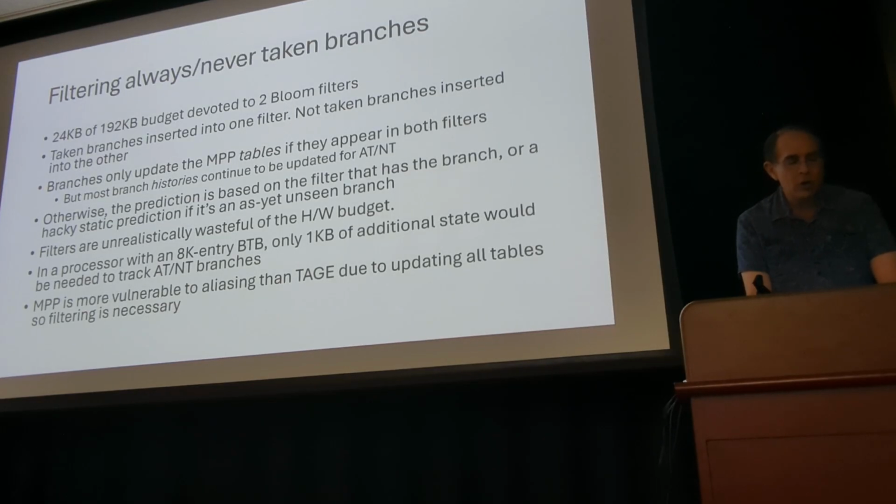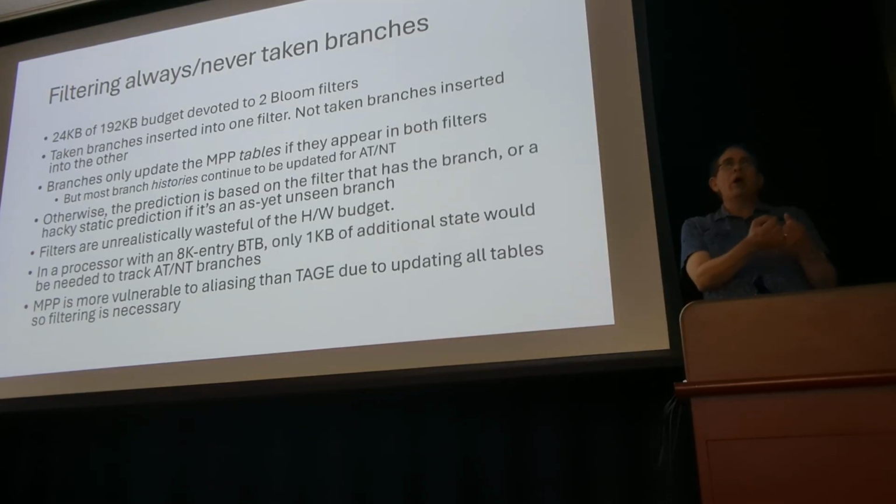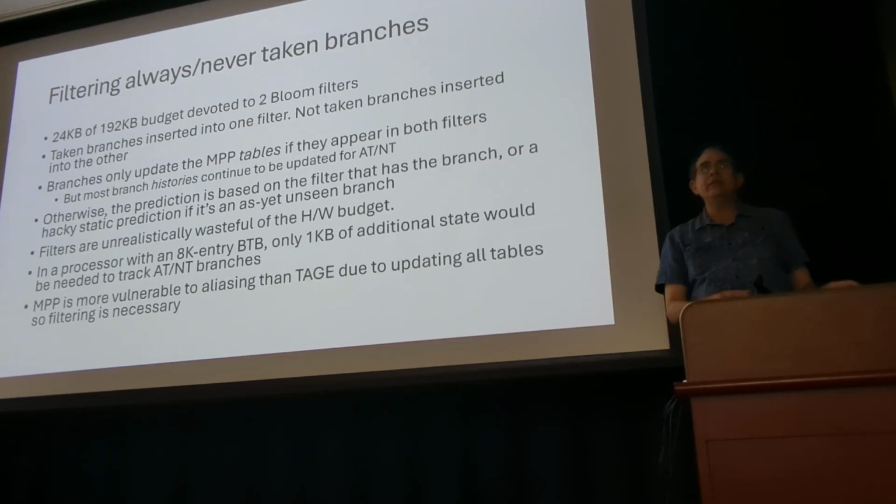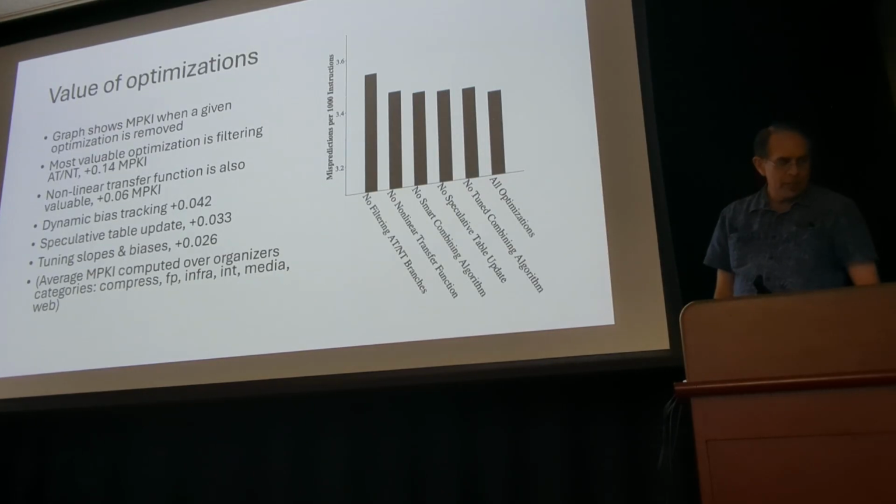In a processor with an 8K entry BTB, I would only need 1 kilobyte of additional state to track always taken and never taken branches. But I have to do this filtering because MPP is more vulnerable to aliasing than TAGE due to updating all the tables. So the filtering is nice. TAGE updates maybe a couple of tables. MPP updates all the tables, and so there's a lot more aliasing. So I really need to get rid of anything that needlessly updates the MPP tables.